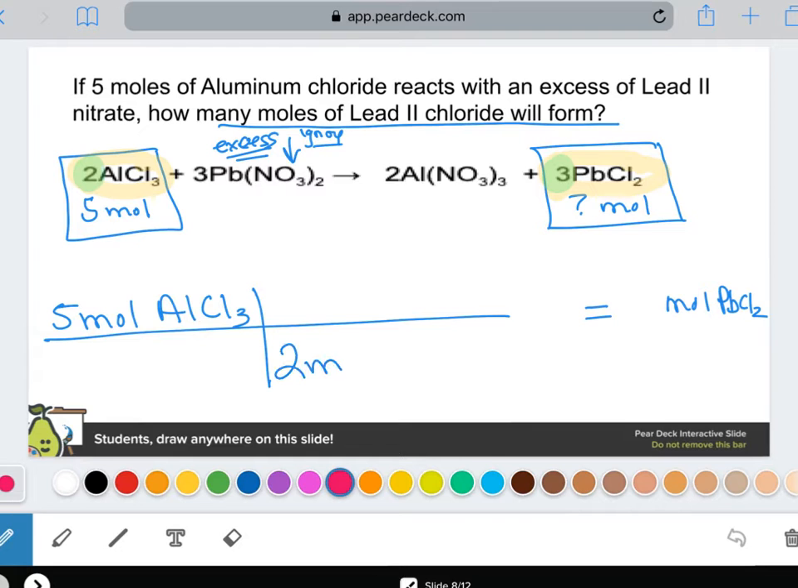So I'm going to write 2 moles of aluminum chloride on the bottom. That's where I got this 2, from the balanced equation, the coefficient. And then on the top, I'm going to put 3 moles of lead 2 chloride. Now look what I get to do. I get to cancel out my moles of aluminum chloride, and I have moles of lead 2 chloride, which is what I want. So I'm done with my problem.